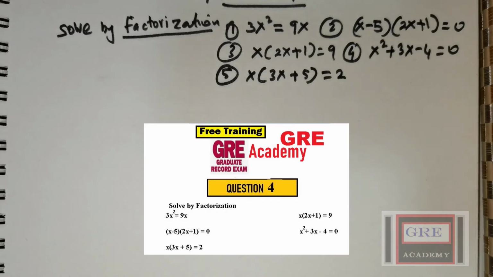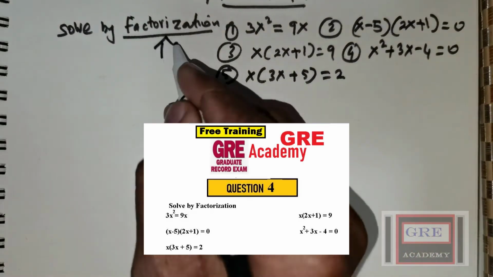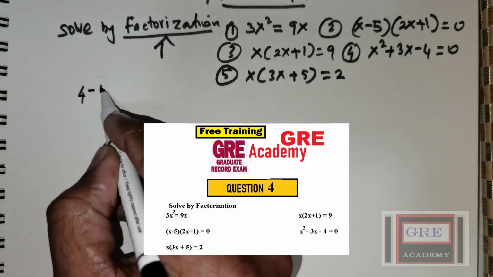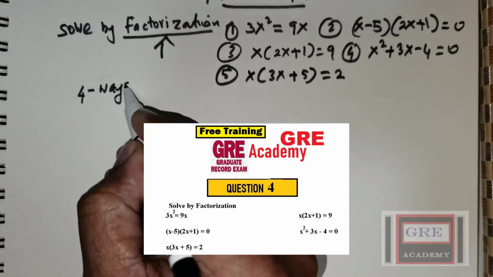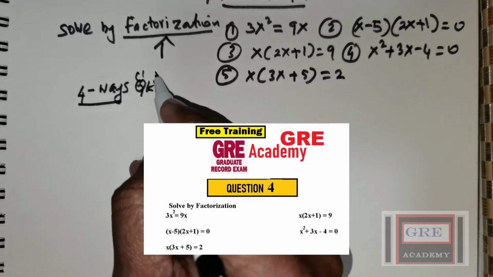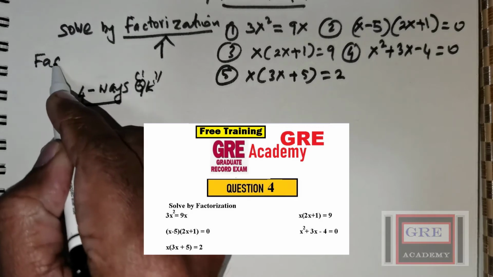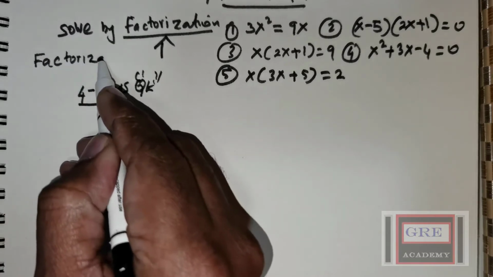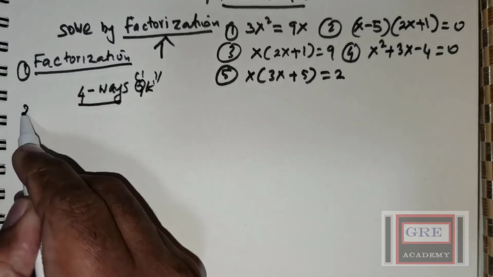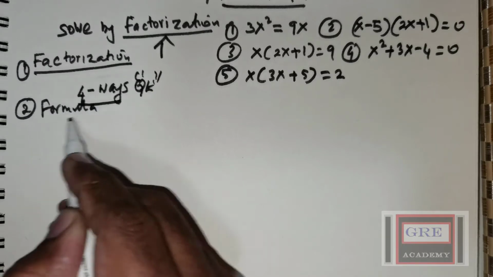Students, we are given a list of quadratic equations. We have to use the technique of factorization. Now you have to know that there are 4 ways to solve any quadratic equation. And those 4 ways, the first way is called the factorization technique. Factorization method is number 1. Number 2 is using the formula, quadratic formula method. This is the second way.